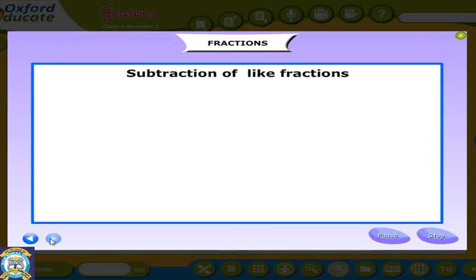Subtraction of like fractions. Just like addition, we can subtract like fractions by subtracting the numerators only. Step 1. Subtract the numerators. 7 minus 2 equal to 5. Step 2. Keep the denominators same. Step 3. The answer is 5/9.